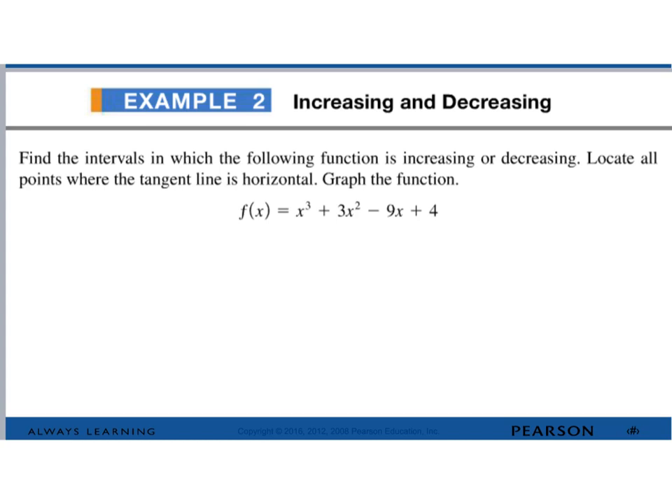And our first example says, determine the intervals in which the following function is increasing and decreasing, and locate all points where the tangent line is horizontal. Then we're going to graph the function. Well, the first thing we need to do is find the value of the derivative of this function. So in order to find the derivative of the function, we use the power rule.